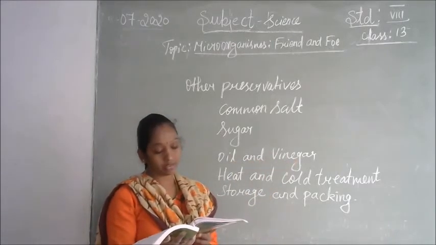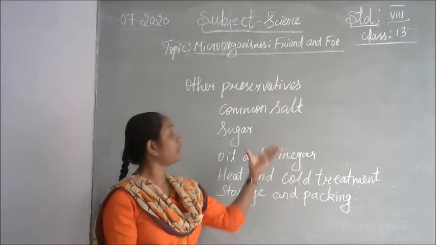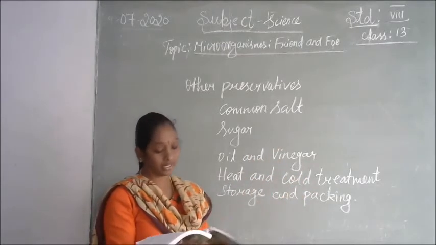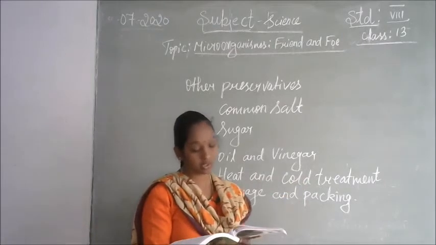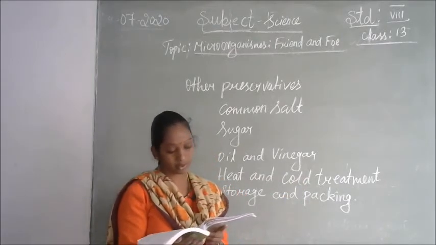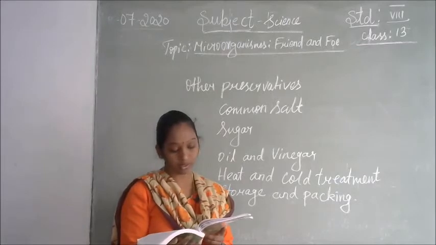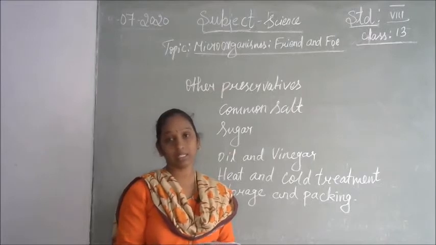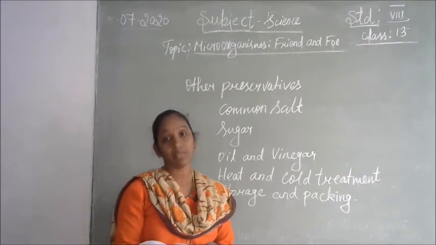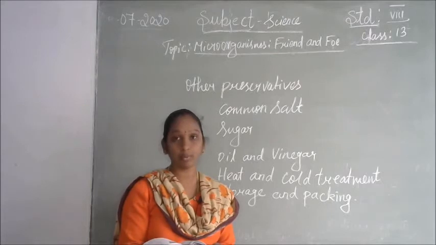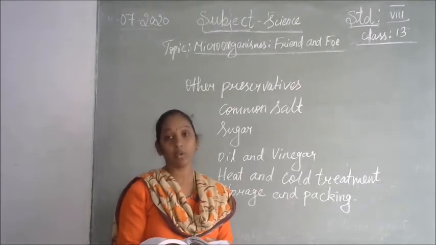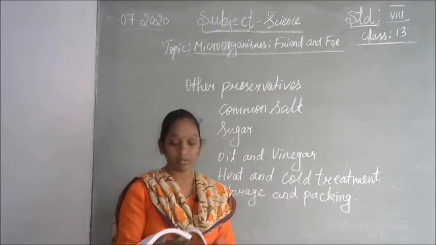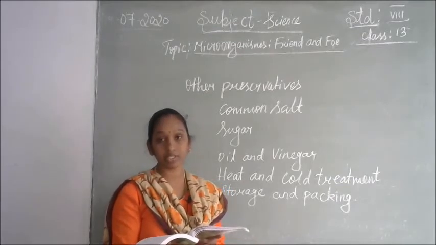Next is heat and cold treatments. Not only chemicals, in a natural way heat and cold treatments also can preserve food items and prevent the entry of microbes. You must have observed your mother boiling milk before it is stored or used. Nowadays we buy packet milk. Whenever we buy packet milk, we just boil and keep it and it won't be spoiled, because at boiling temperature all the microbes will be killed. So the temperature is very important.